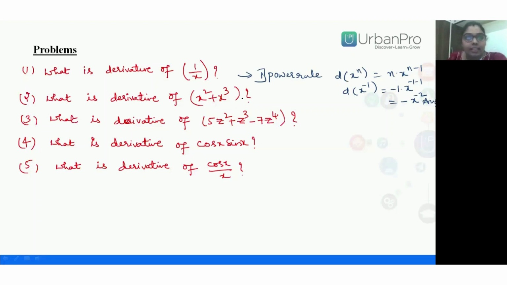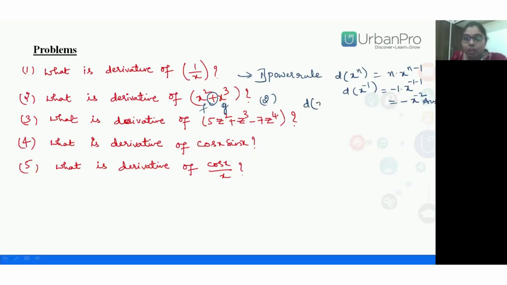Okay, let's see the next question. What is the derivative of x square plus x cube? Here x square is one function, say f, and x cube is another function, g. They're separated by an addition operator. So you have to differentiate each individually and then add them. So let's do that.